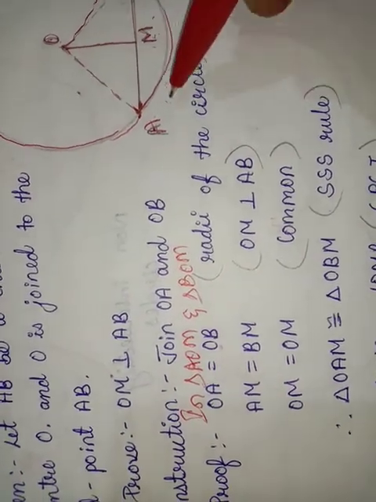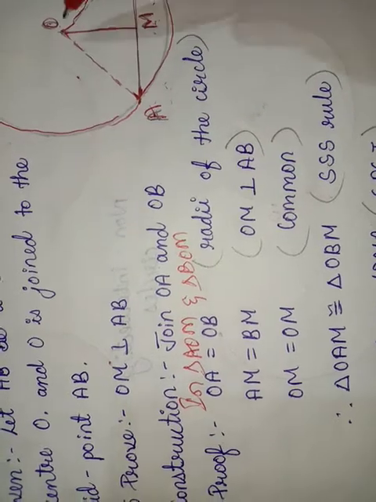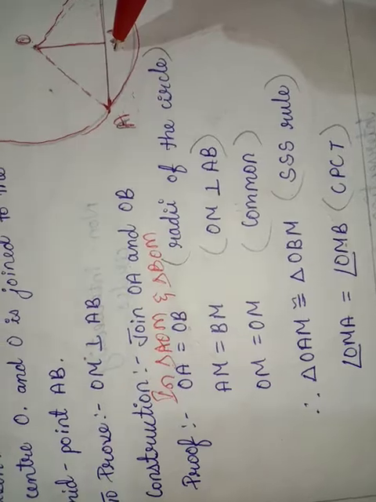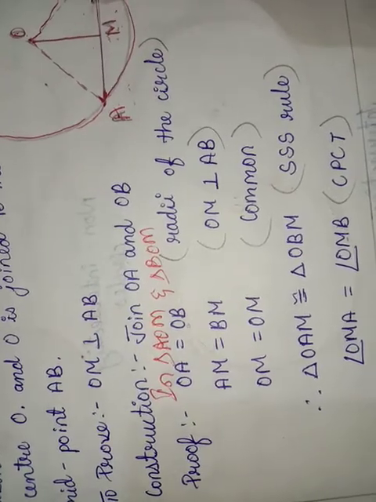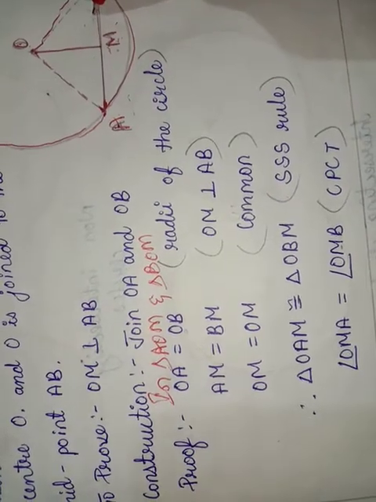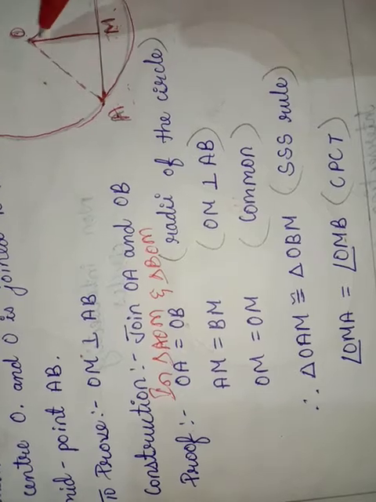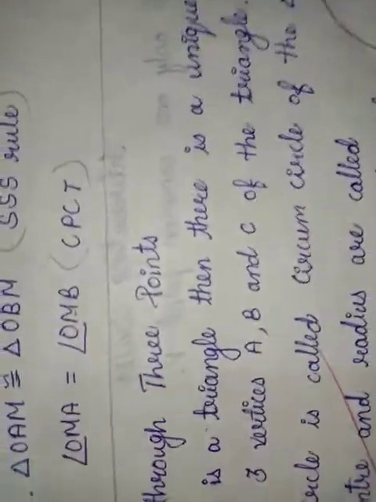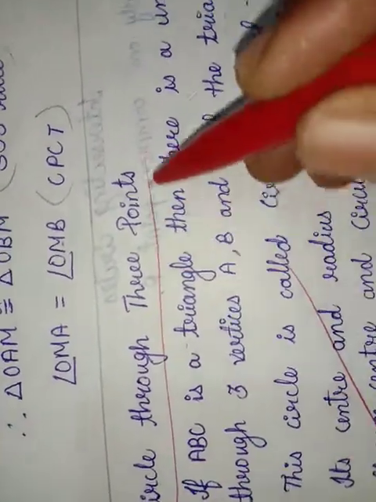Since OM is perpendicular to AB, and OM is common, by the SSS rule both the triangles are congruent. By CPCT, we can write angle OMA is equal to angle OMB. Now, next is circle through 3 points.